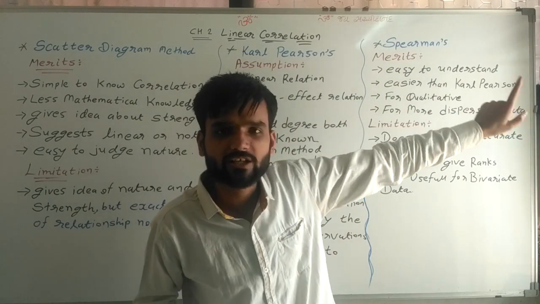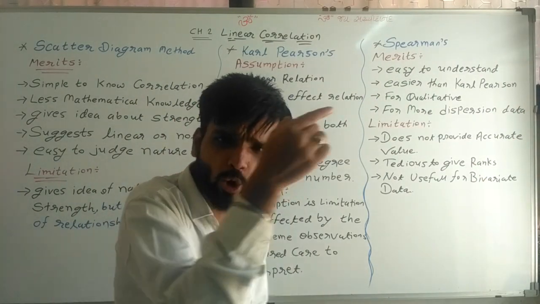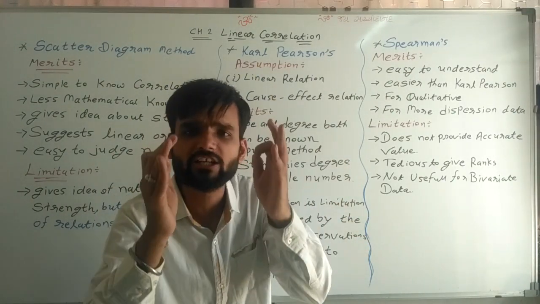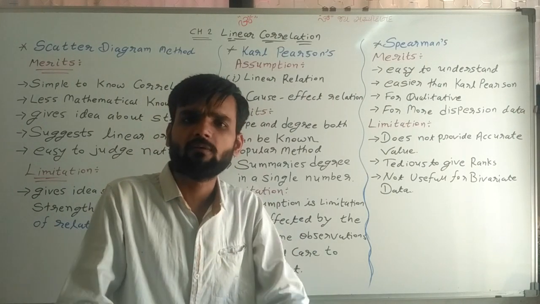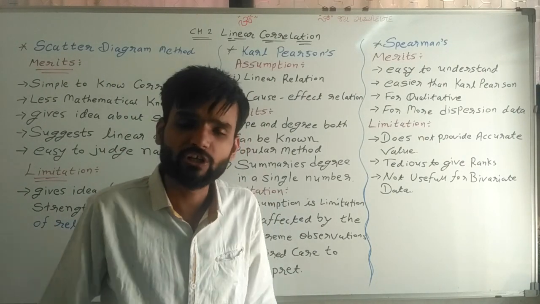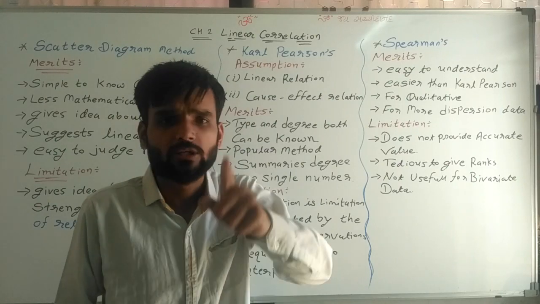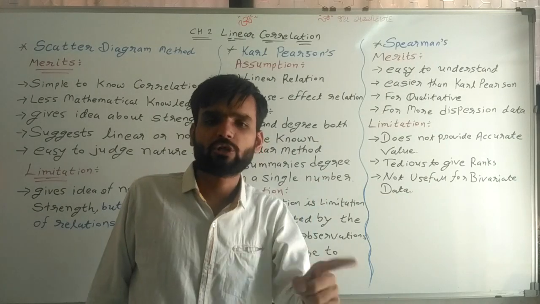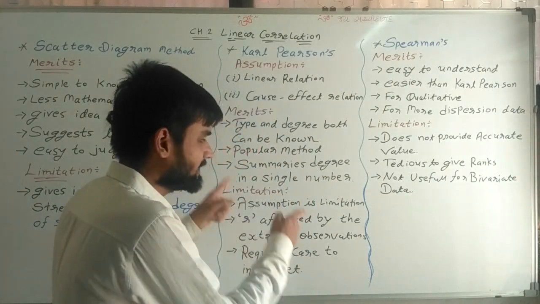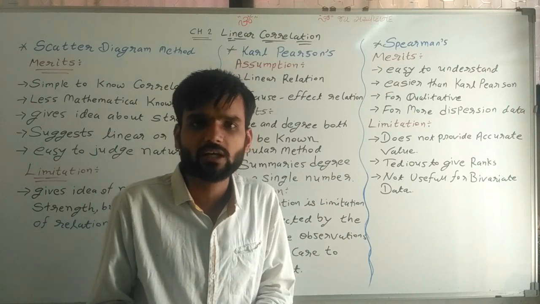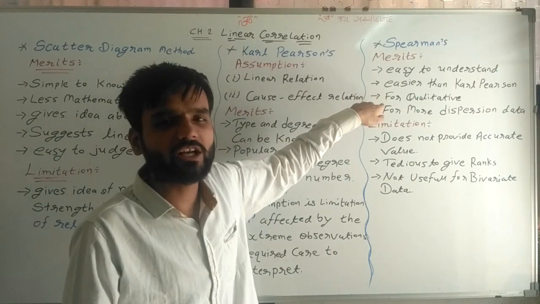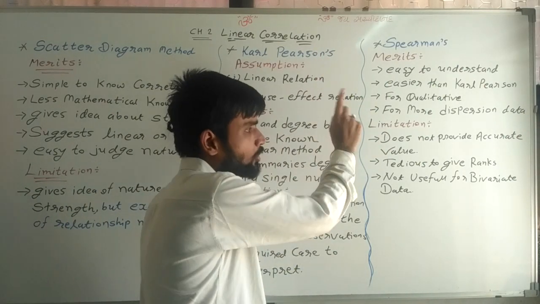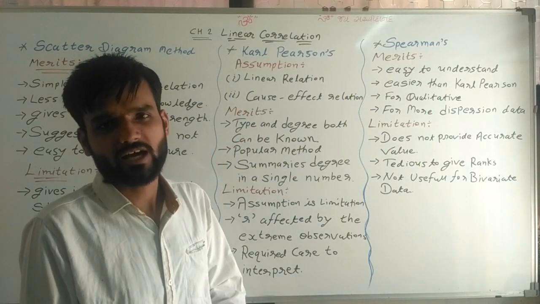For qualitative data, which is for attributes, this is the only method. No other method is available for qualitative data. If we need to find correlation between them, this is the method in which we can find it. So here is its limitation: we cannot find qualitative data correlation. Here, qualitative data correlation is possible, and this is the only method in which qualitative data relation can be found.